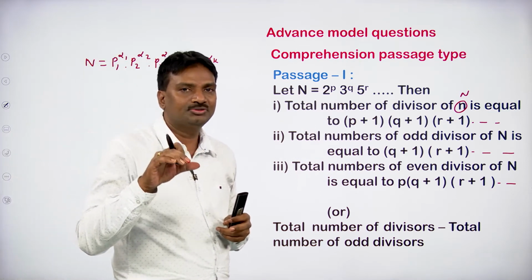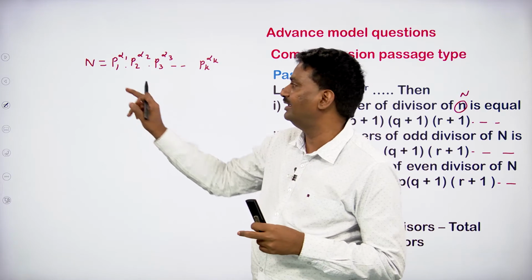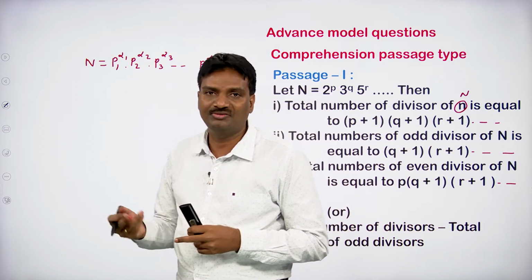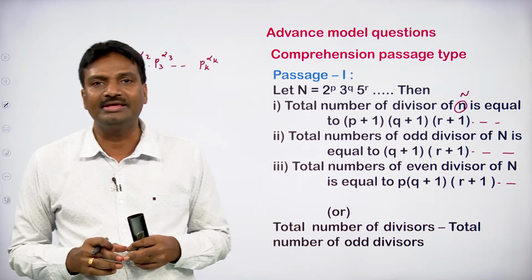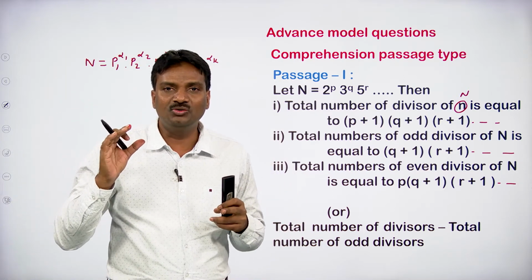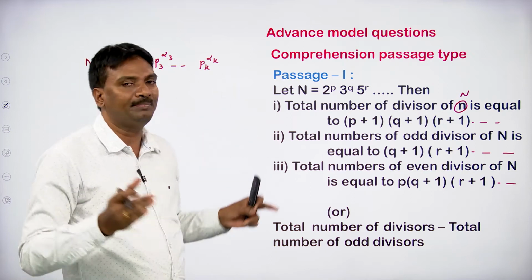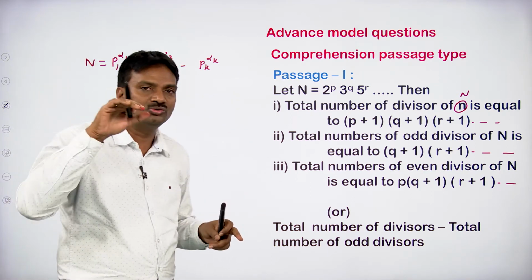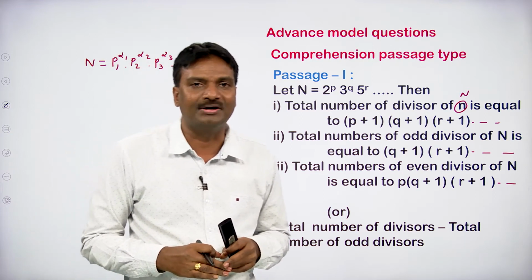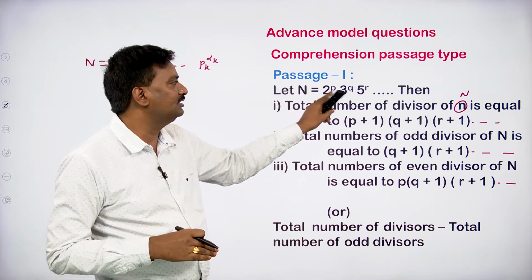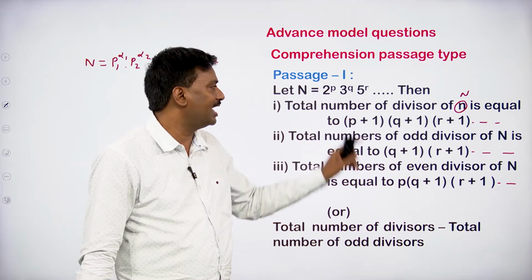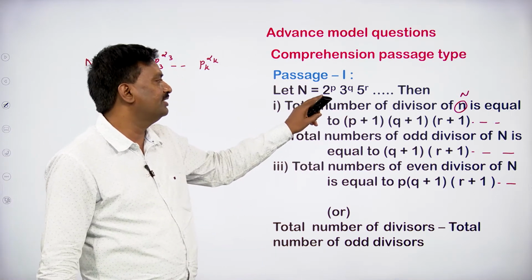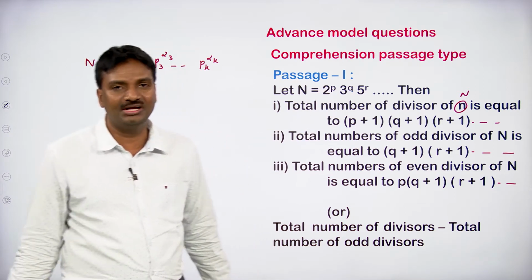So, in concepts we discussed, we expressed the given natural number n like this: p1 power alpha 1 into p2 power alpha 2 into p3 power alpha 3, so on, pk power alpha k. Clearly we know the bases p1, p2, p3, so on, pk are prime integers and the powers alpha 1, alpha 2, alpha 3, so on, alpha k are natural numbers. But with respect to the passage, the bases are given as 2, 3, 5, 7, so on, they are prime integers, and the powers are given as p, q, r, so on, they are natural numbers.